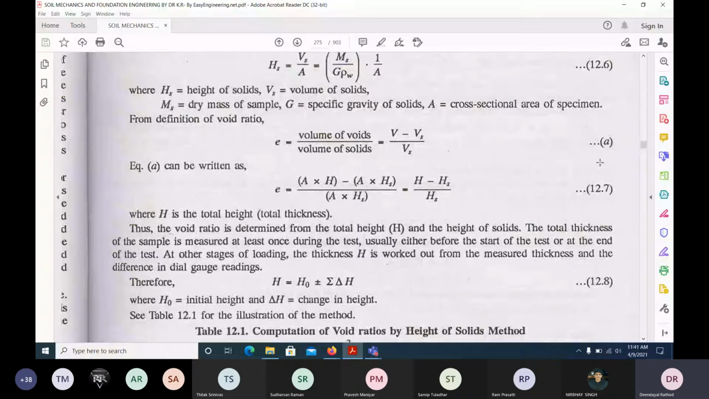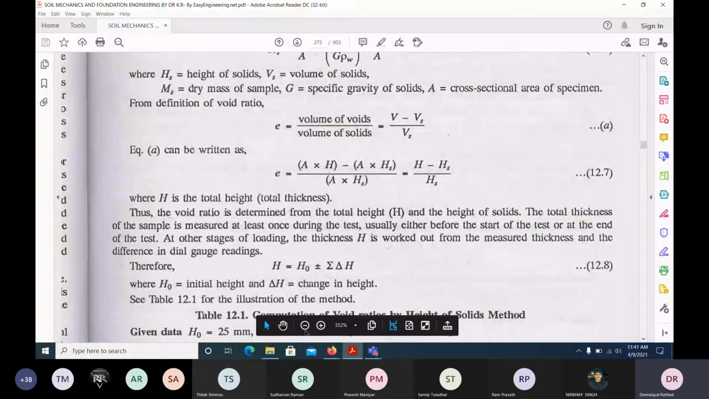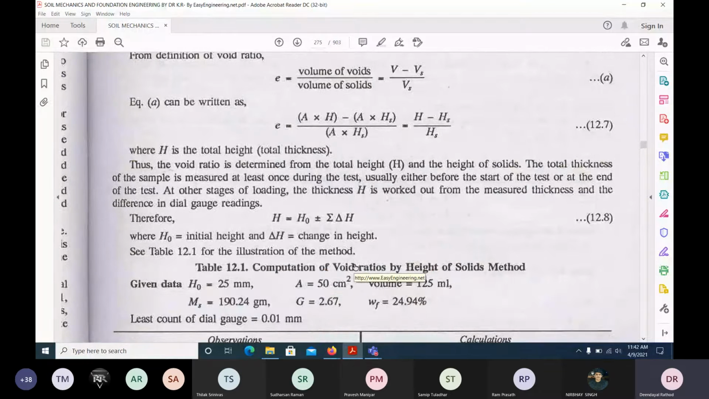So here I mean total thickness. After the consolidation experiment gets over, we can find out the total height, the total thickness, or the initial one. So the void ratio is determined from the total height and the height of the solids. The total thickness of the sample is measured at least once during the test, usually either before the start of the test or at the end of the test. At other stages of loading, the thickness H is worked out from the measured thickness and the difference in the dial gauge reading.